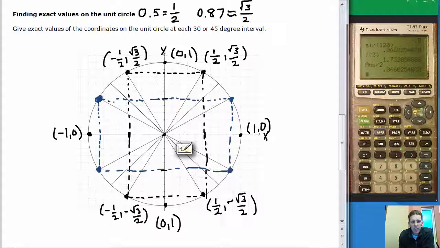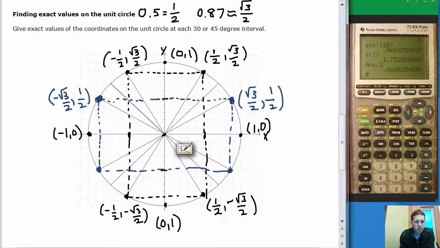This point appears to be over 0.866. In fact, its x-coordinate right here is square root of 3 over 2, and it's up 1/2. That's the coordinates of this point right here at this 30-degree mark. Directly across from it on the left side, we're going to the left 0.866, or left square root of 3 over 2. So we write negative square root of 3 over 2, comma, and it's up 1/2.